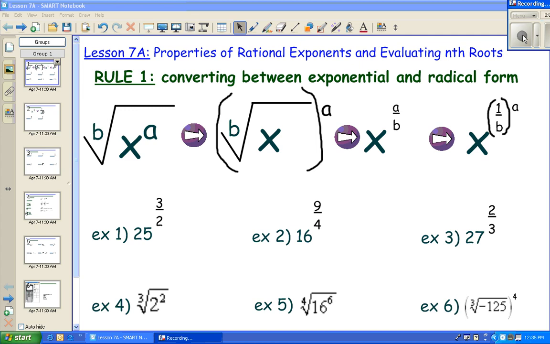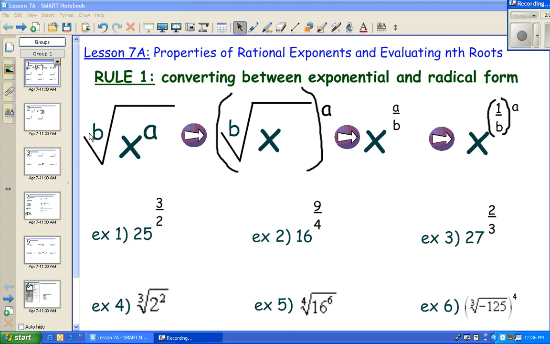Lesson 7a, Properties of Rational Exponents and Evaluating Nth Roots, is a lesson where we're going to be looking at the difference between radical form and rational exponential form, rational meaning fractions. So the main thing that you need to acknowledge are these different forms that you see here.